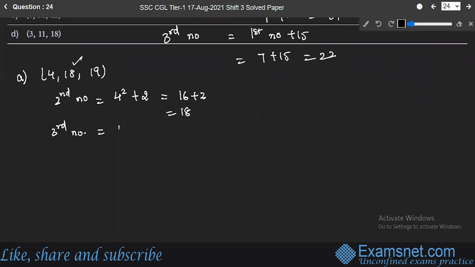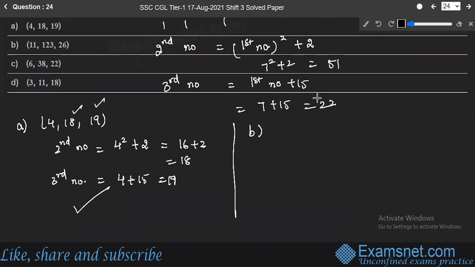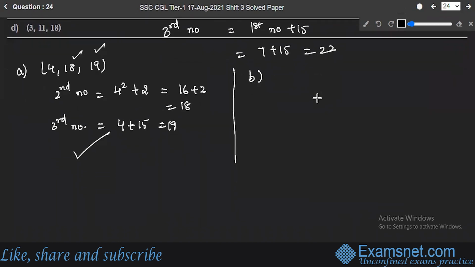It should be equal to first number, which is 4 plus 15, that is equal to 19. Even this is correct. So this is absolutely correct. Let's move with option B now. Here you have 11, 123 and 26.